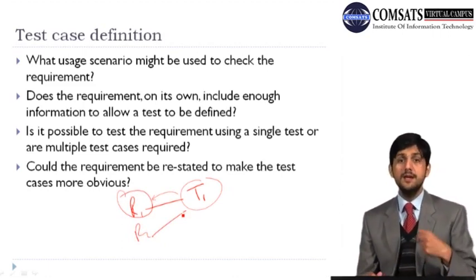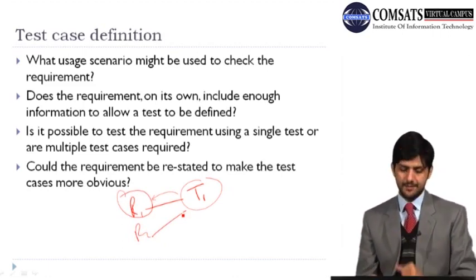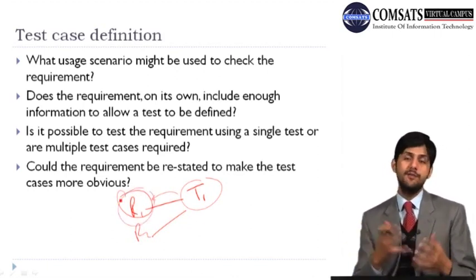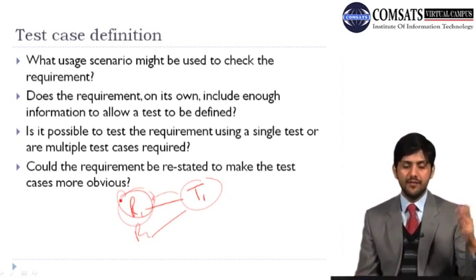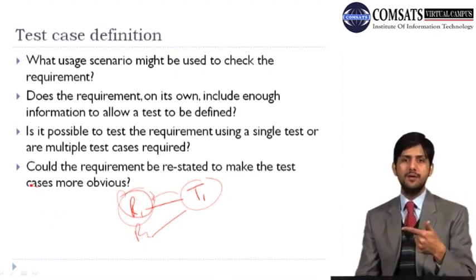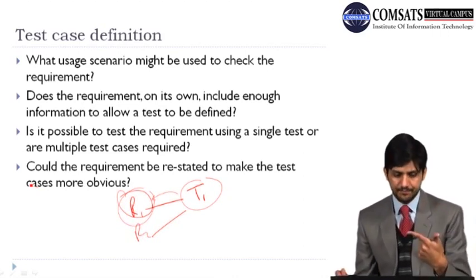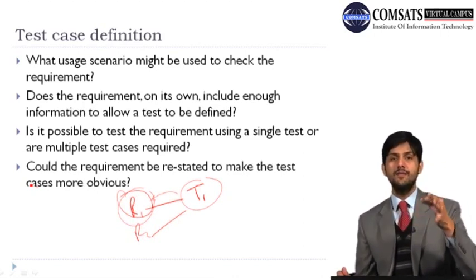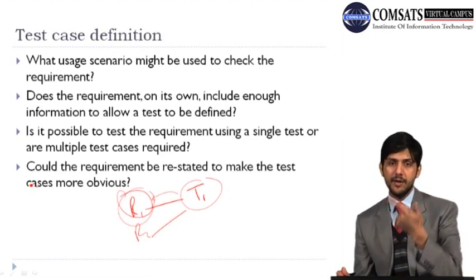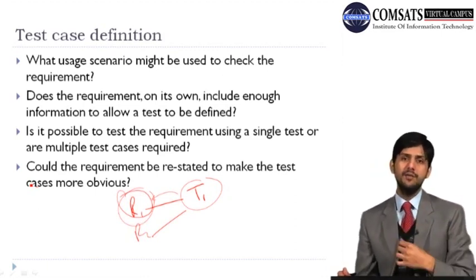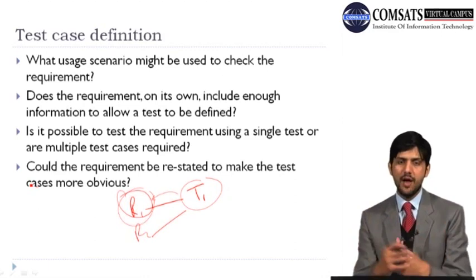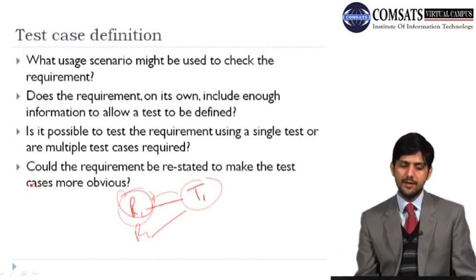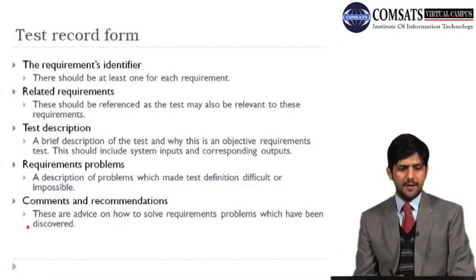Could the requirements be restated to make the test cases more obvious? For example, we may need to restate this requirement, and then test case 1 can be written for it. So when we are defining these test cases, the first thing we try to figure out is under which usage scenarios this requirement can be tested, and then we check whether the information given in one requirement is enough to prepare a test case for it. If not, we try to figure out whether this requirement can be restated in a different fashion, so that it contains all the information necessary to prepare a test case against it.